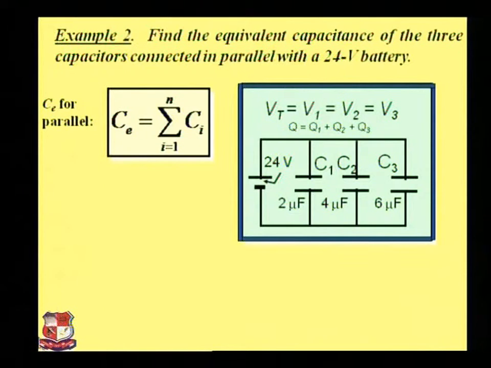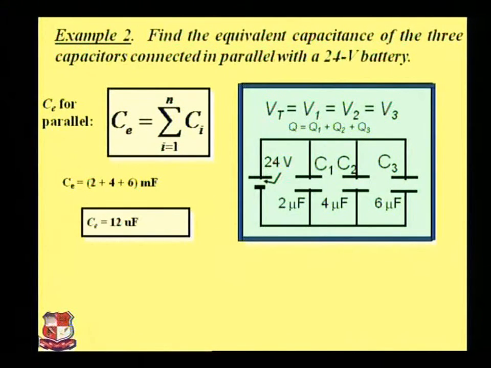Applying the general form, Ce equals the sum of Ci. Here n equals 3, so Ce equals C1 plus C2 plus C3. With C1 equals 2 microfarad, C2 equals 4 microfarad and C3 equals 6 microfarad, taking the summation, Ce equals 2 plus 4 plus 6, that is 12 microfarad, which is the answer. You can find this for any n number of capacitors connected in parallel.